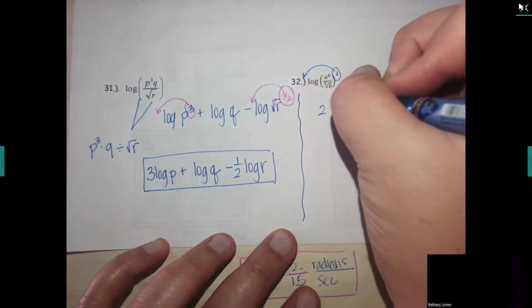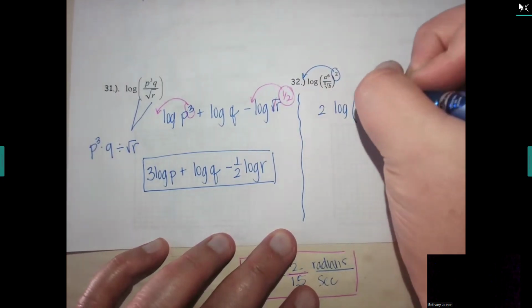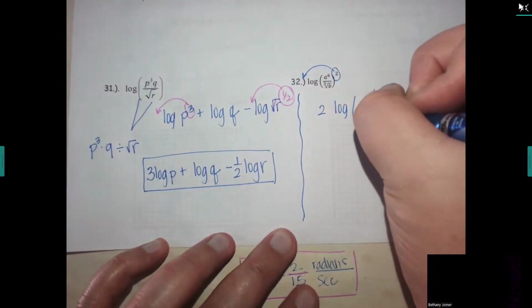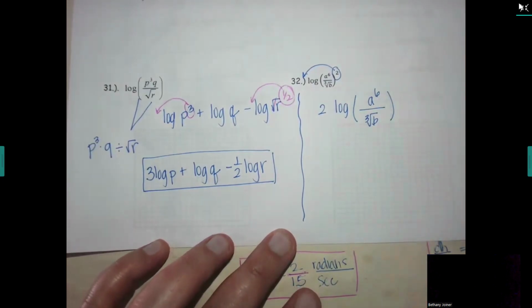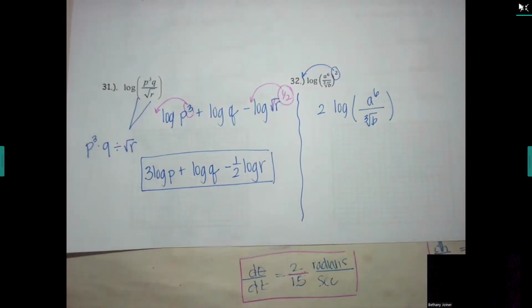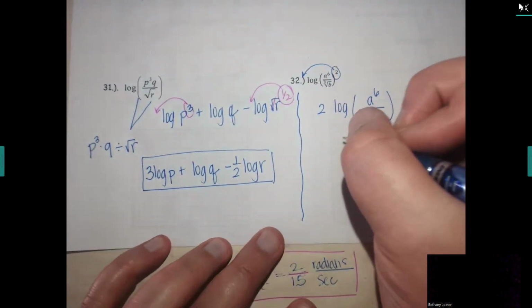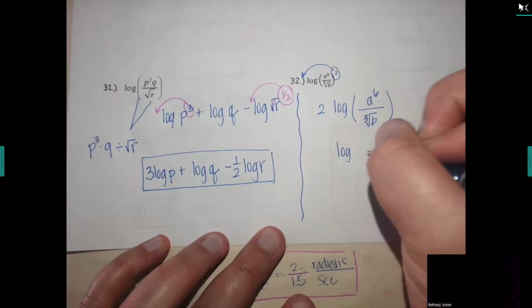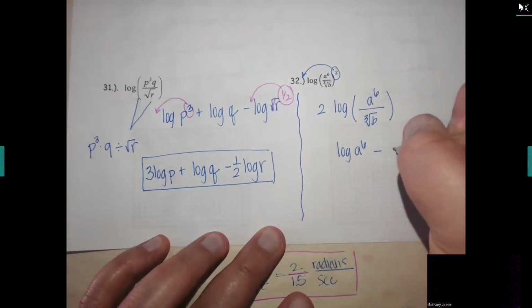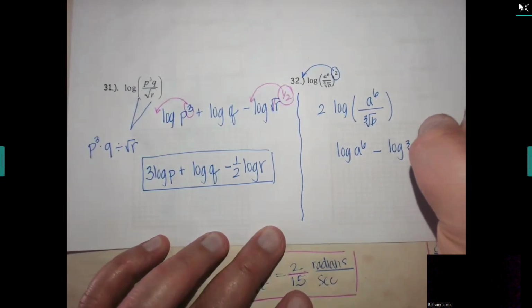So here's what I have now. 2 log, and now I just have to break down the A6 cubic root B. How are the A and the B right now? Multiplied or divided? Right now they're divided, which means how are we going to split them? Plus or minus? Minus. So here's what I have. Log A6 minus log cubic root B.